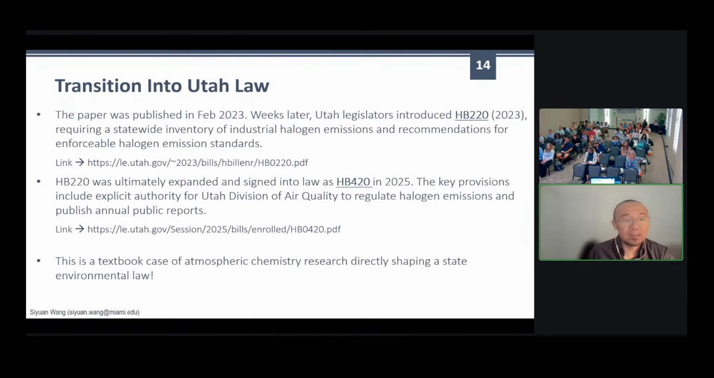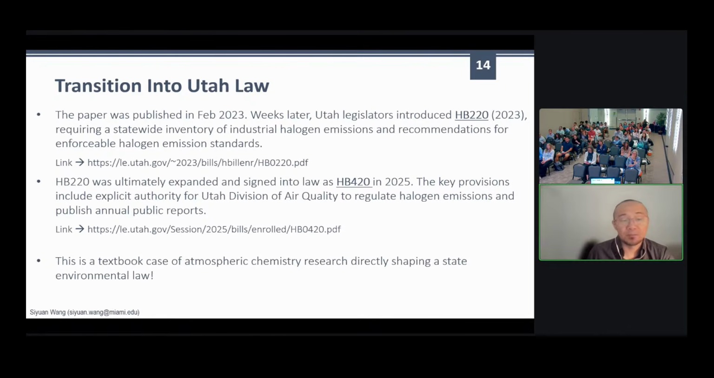Later, the Utah State Legislature introduced House Bill 220, requiring a statewide inventory of industrial halogens and recommendations for enforceable halogen emission standards. HB 220 was signed in March 2023 and became effective in May 2023. That was just a few months after the paper was published. Eventually, HB 220 was expanded and signed into law as HB 420 in 2025. The key provisions included explicit authority for the Utah Division of Air Quality to regulate chlorine and bromine emissions and publish annual public reports.